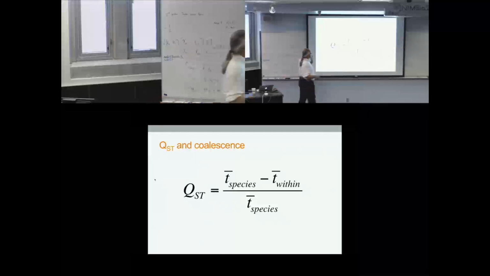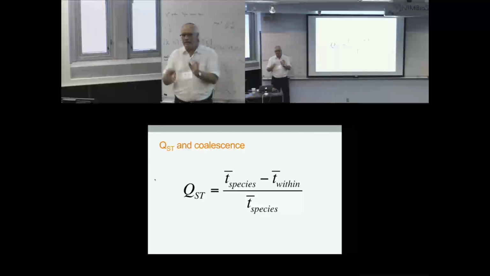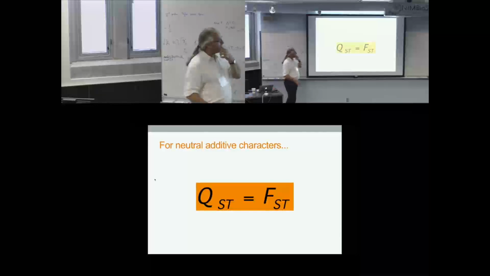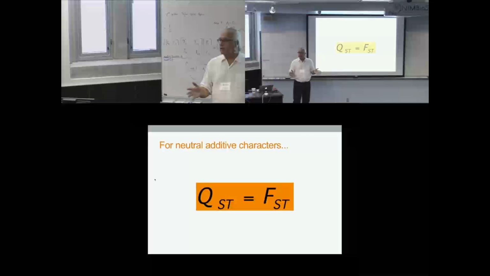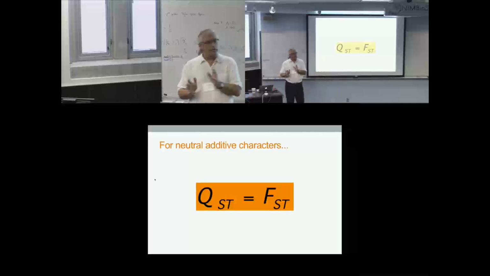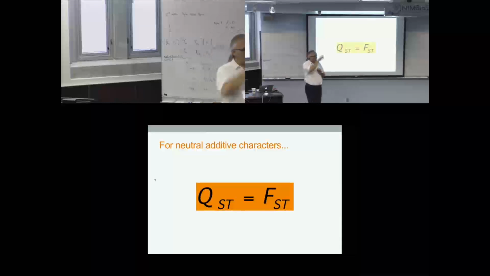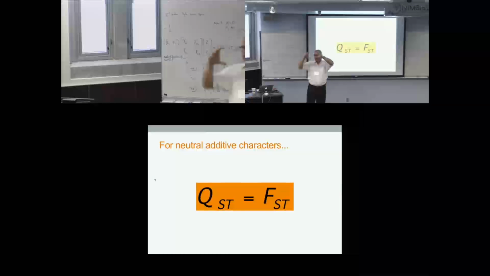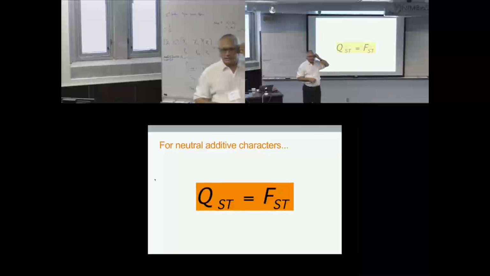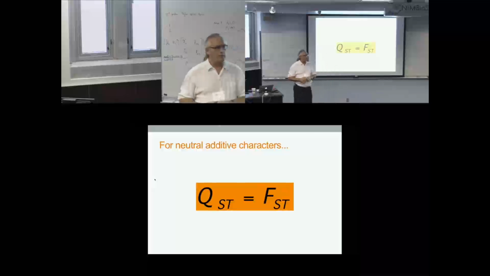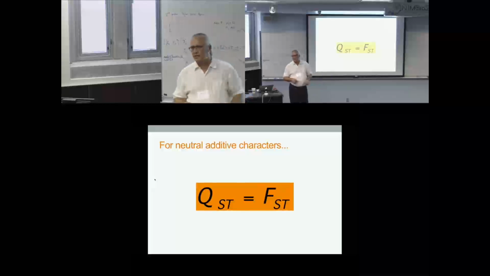Okay? So what this means is that under these conditions, for neutral additive characters, QST should, on average, equal FST. If you're actually making notes on something, you might want to add in actually E bracket, close bracket around QST and around FST. This is a statement about what FST should be on average versus what QST should be on average. Under these conditions, they should be equal. That distinction we'll make much of in a second here.